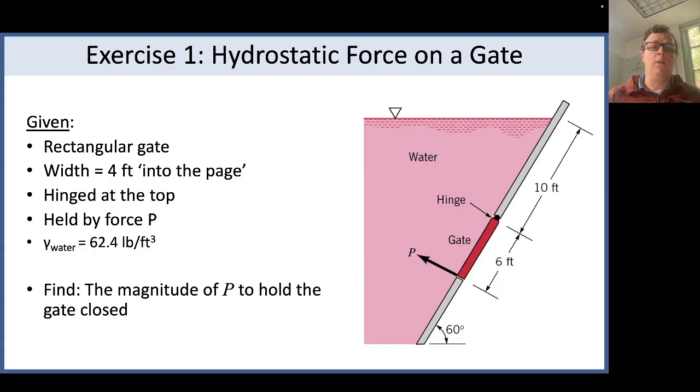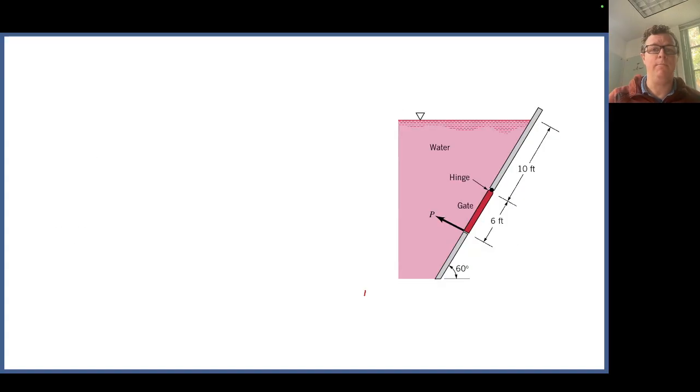So the exercise we'll work on is hydrostatic force pressing on a gate, shown in red in the diagram on the right-hand side. The idea here is we've got a gate hinged at the top. It's 4 feet in and out of the page or the screen. We have a hinge that the gate could rotate around, and we want to keep this gate closed so the water stays in the tank. So the question is, how much force do we have to apply down at the bottom edge of the gate? In other words, what's the magnitude of that holding force P required to keep this from moving? Okay, let's get into it.